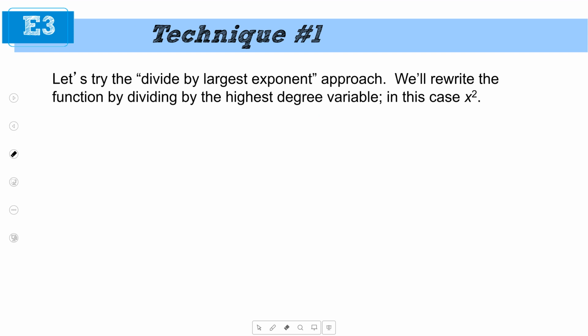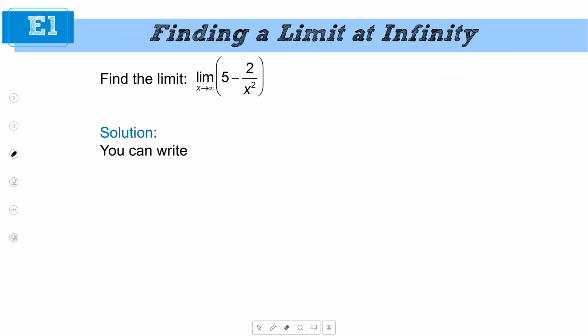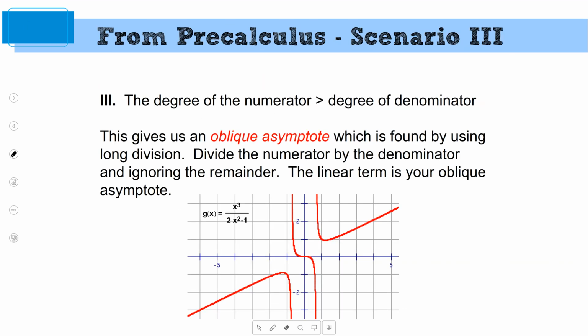Let's go back to this puppy. Where is it? Nope. That guy. Okay? And let's talk about how to find the limit of g of x as x goes to infinity for this particular function.